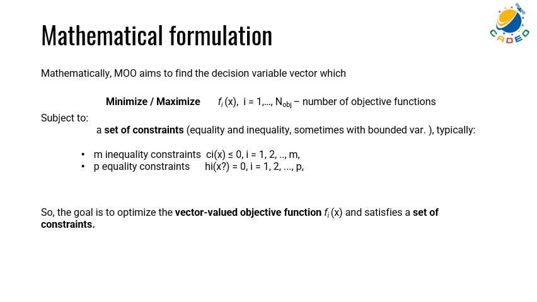These things we want to make small or big are called objective functions, as we have described before, and they can be more than one of them. For example, here in our case, we have n objective functions.